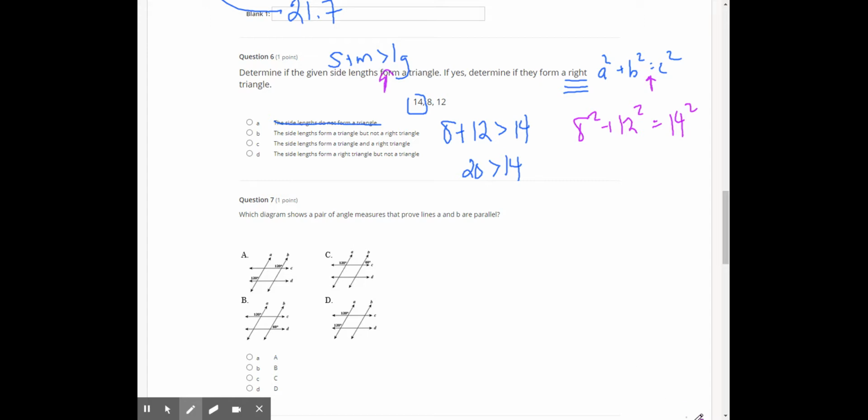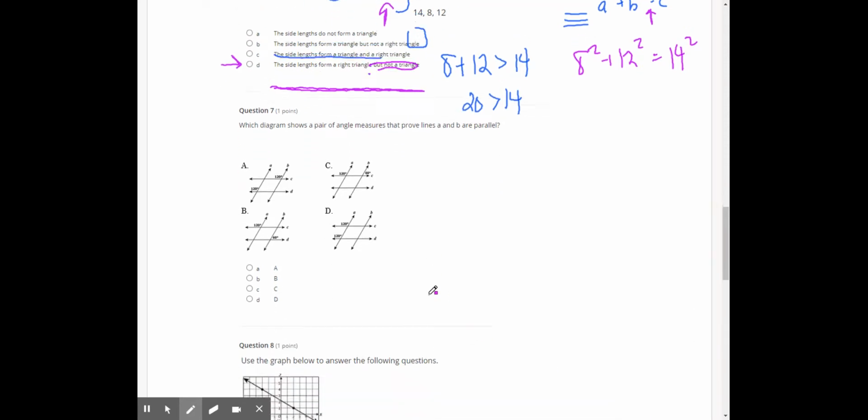That's super important. So if I come back over here and I do 8 squared plus 12 squared, I get 208. I don't think that's going to work out because 14 squared is 196. They are not equal. So the side lengths form a triangle, but do not form a right triangle. Side lengths form a triangle and a right triangle. The side lengths form a right triangle, but not a triangle. That's not even possible. Okay, so your answer is right there.